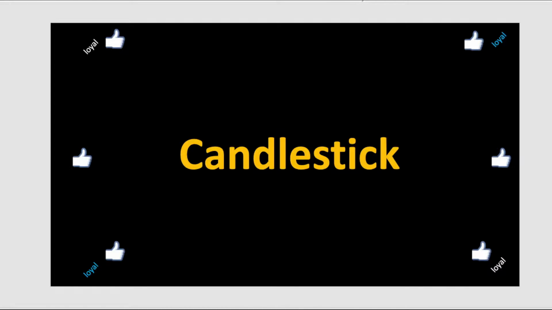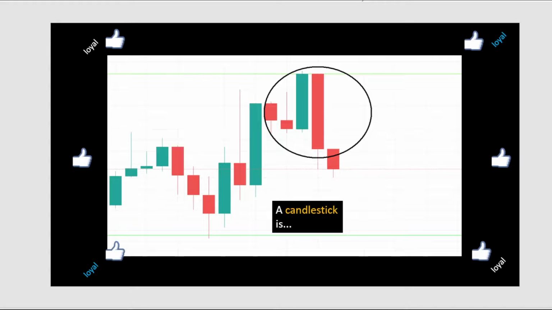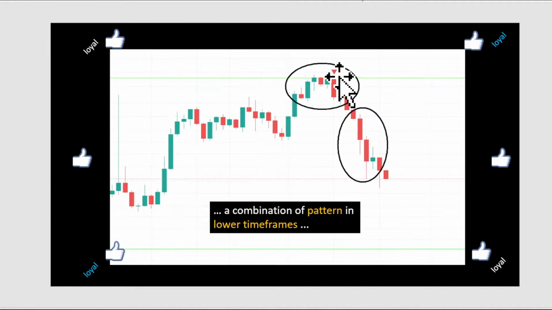First topic, we are going to talk about candlesticks. By definition, a candlestick on a weekly chart, this is a weekly chart, is a combination of patterns on lower time frames, such as this, the daily chart of NEAR USDT.